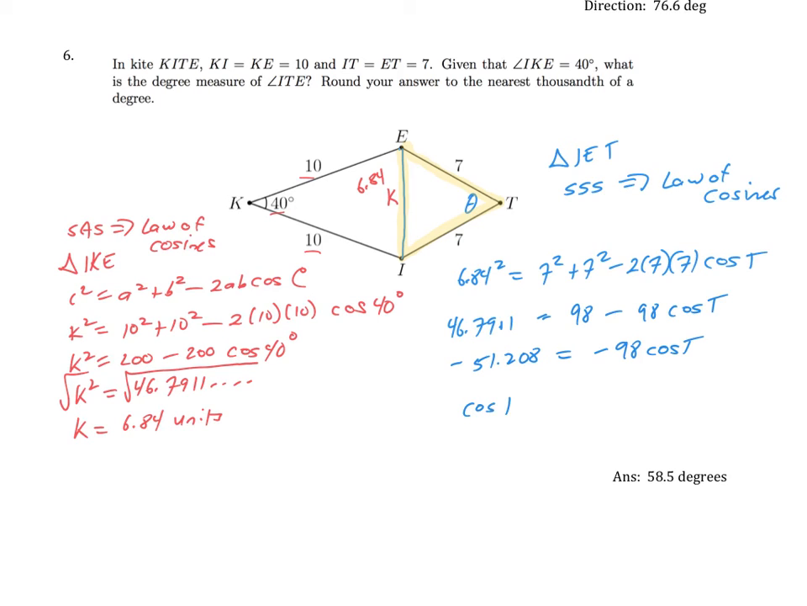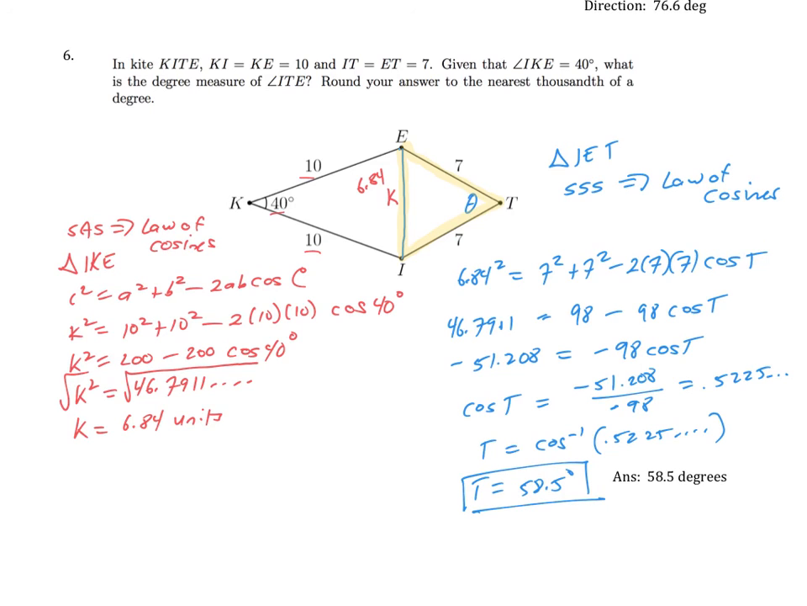To isolate cosine t, divide both sides by negative 98. So cosine t is equal to negative 51.208 over negative 98. And if you enter those values in your calculator, you'll find that it's about 0.5225 dot dot dot. So t is going to be cosine inverse of 0.5225 dot dot dot. Just leave that value in your calculator and you will find that t is equal to 58.5 degrees.